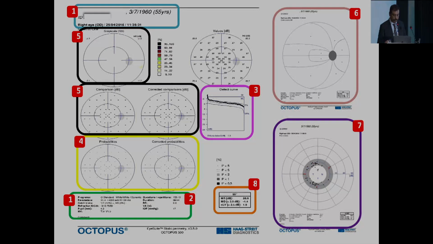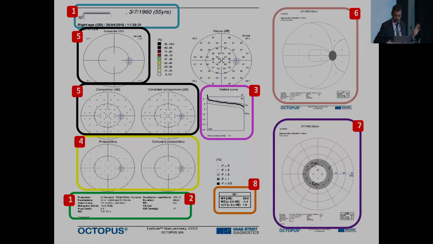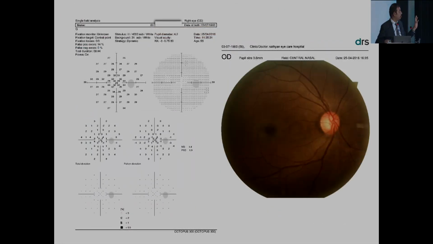Then you have the probabilities here. Is there any defect which you see here in the probability score? There is no change. And in zone 8, the mean defect is only 1.4 and the PSD is 1.9, which is fine. But we should never look at only this and say normal; you have to always correlate with the fundus photograph. So does this fundus photo show any defect? There's absolutely no defect.